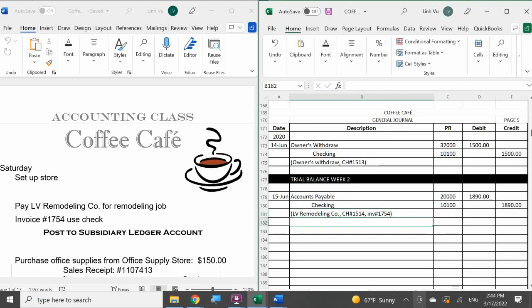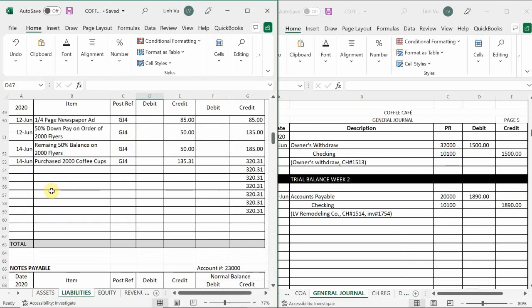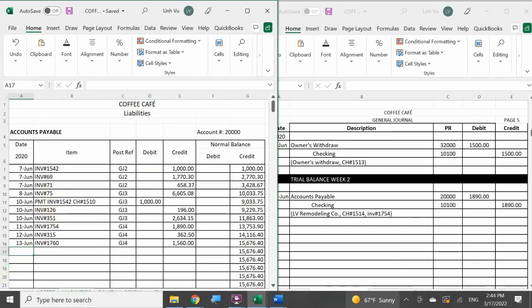Okay, good. Now that my journal is done, what do I need to do next? Put it in the ledger. The first account I have is accounts payable. What am I going to put here? The payment for the invoice. Good. Payment for invoice number 1754. I'm also going to put the check number 1514.